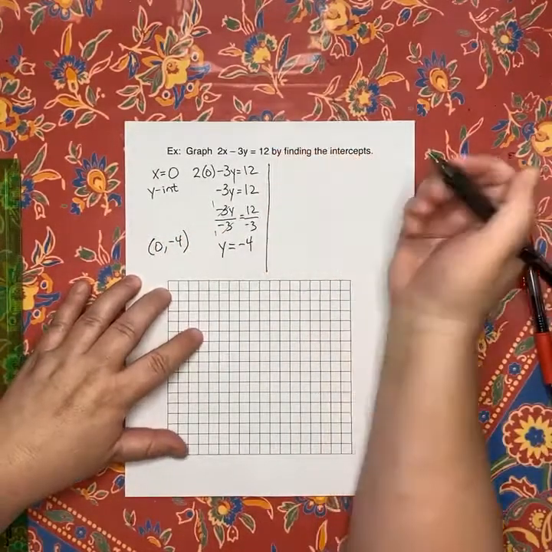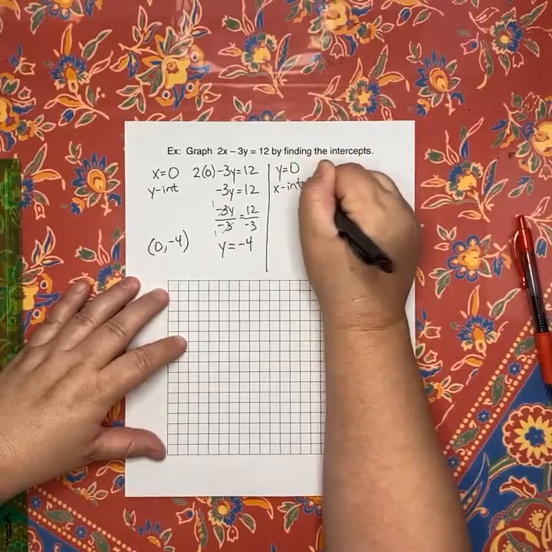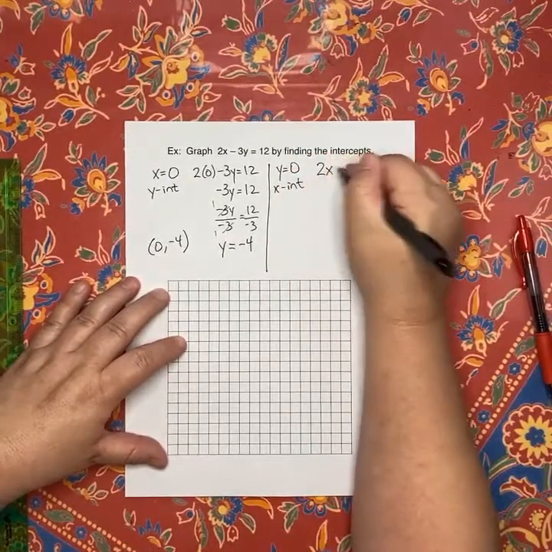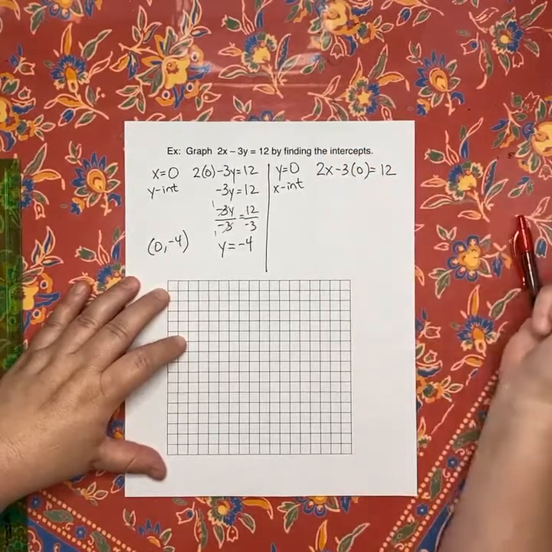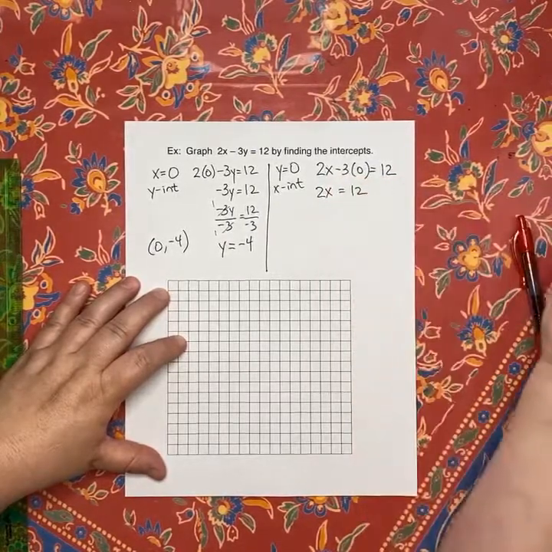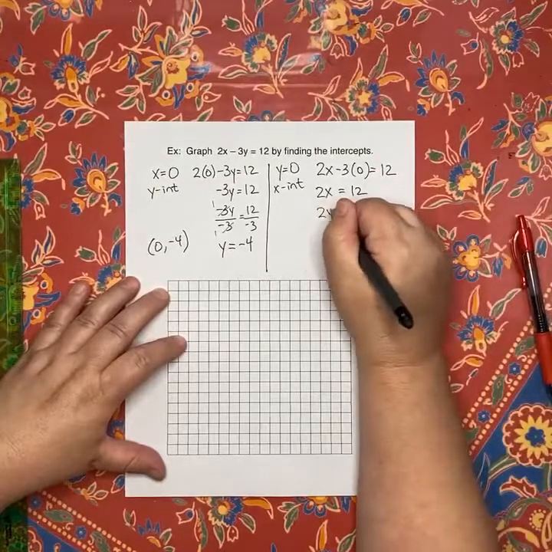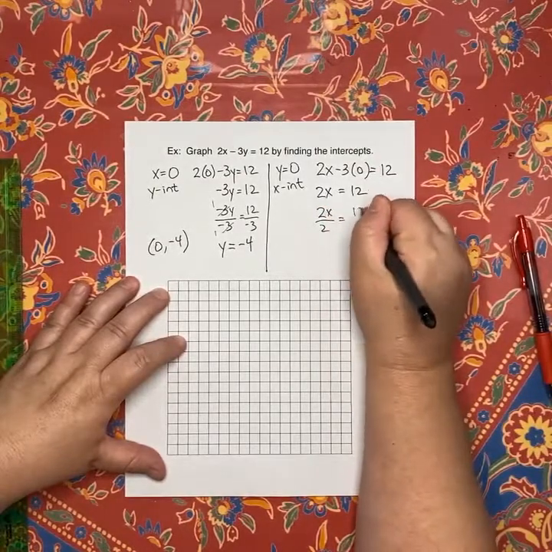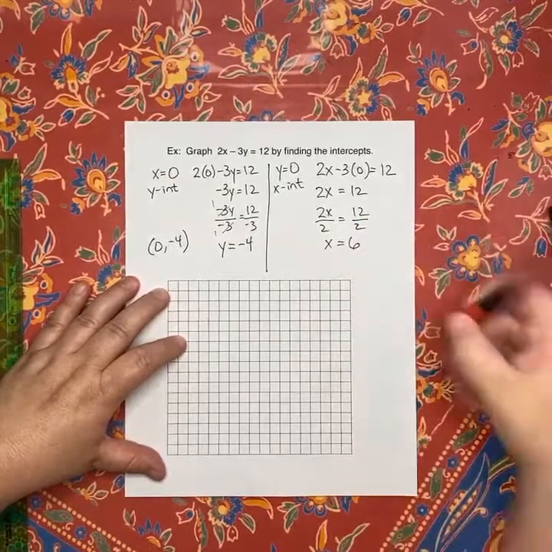Okay, I'm going to look at when y equals 0. That's the x-intercept. 2x minus 3 times 0 equals 12. Okay, that means 2x equals 12. Well, this one's almost easy enough that I could just shout out what the answer is, right? I'm going to divide both sides by 2, and I'm going to get x equals 6.